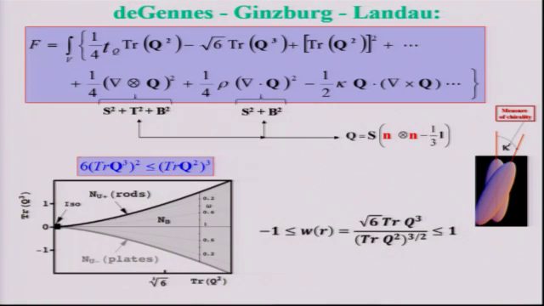Apparently, all the uniaxial structures, that means where the tensor is degenerate, are located at the border of this area. On the other hand, all biaxial structures are here in the middle. And you have a beautiful oblate-prolate symmetry in this scheme. So, if I divide square root of 6 trace Q cubed by trace Q squared to the 3/2, then this sort of parameter will locally always be less than or equal to 1 and greater than or equal to minus 1.